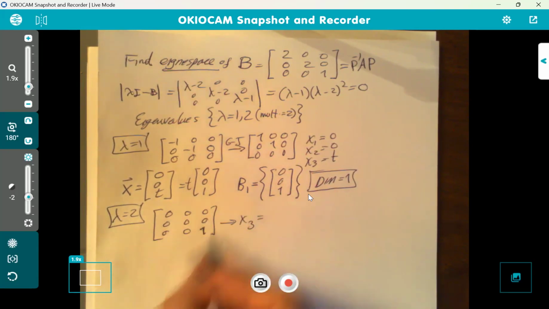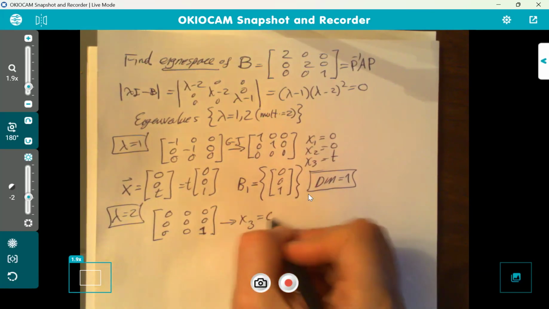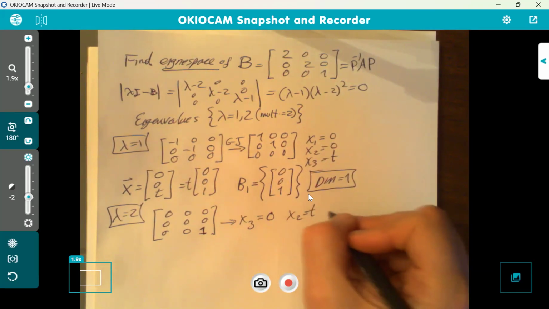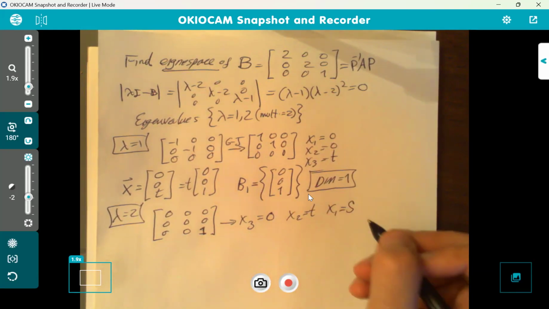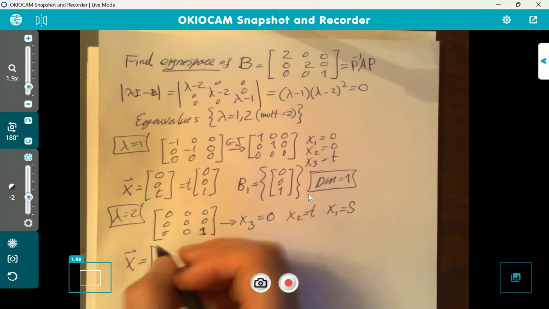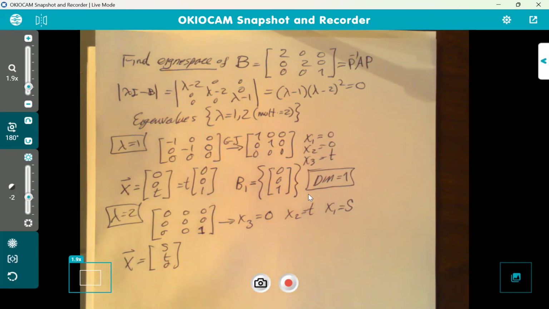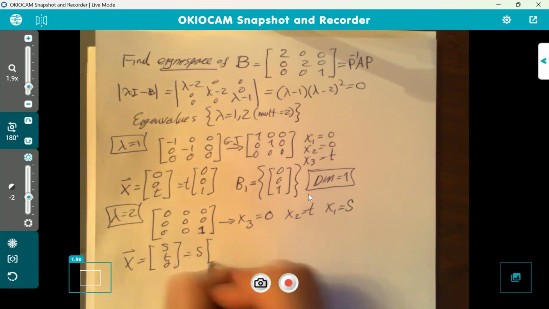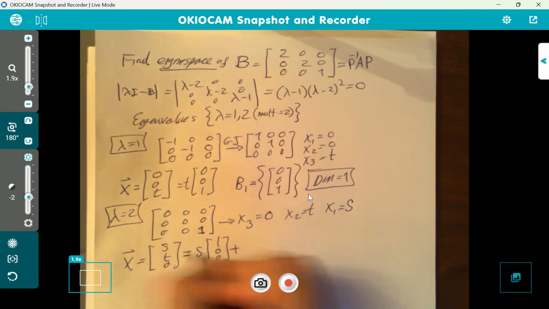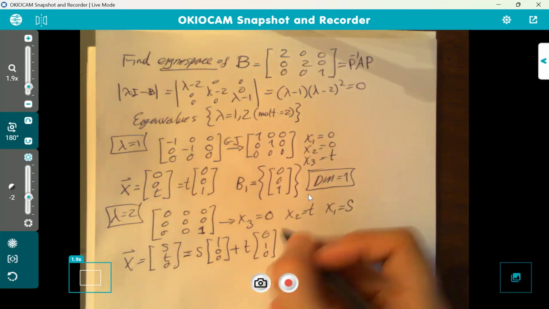Remember, we solved this homogeneous system, so there's 0 on the other side of these. x3 is 0. x1 and x2 are free variables. I'm going to let x2 be t, x1 be s. The vector here, the eigenvector, therefore, is going to be s, t, 0. That's x1, x2, x3. Factor s, write it as a column vector plus t, the other free variable, column vector 0, 1, 0.